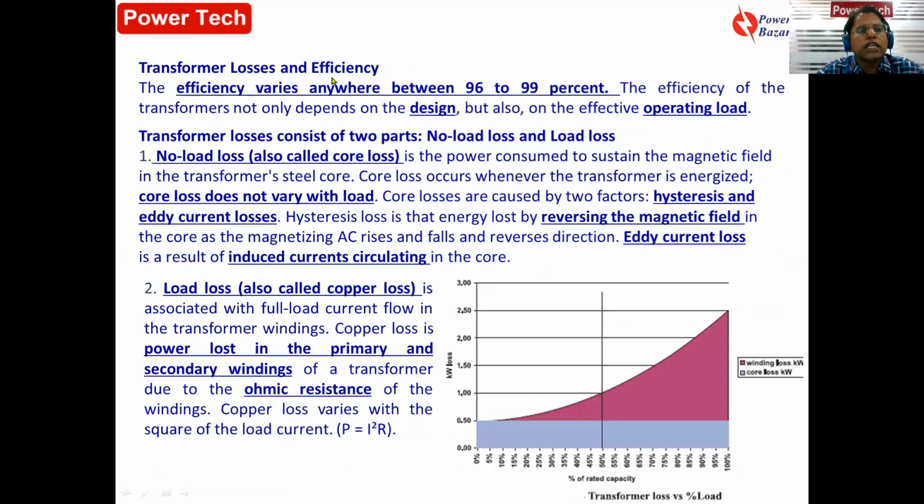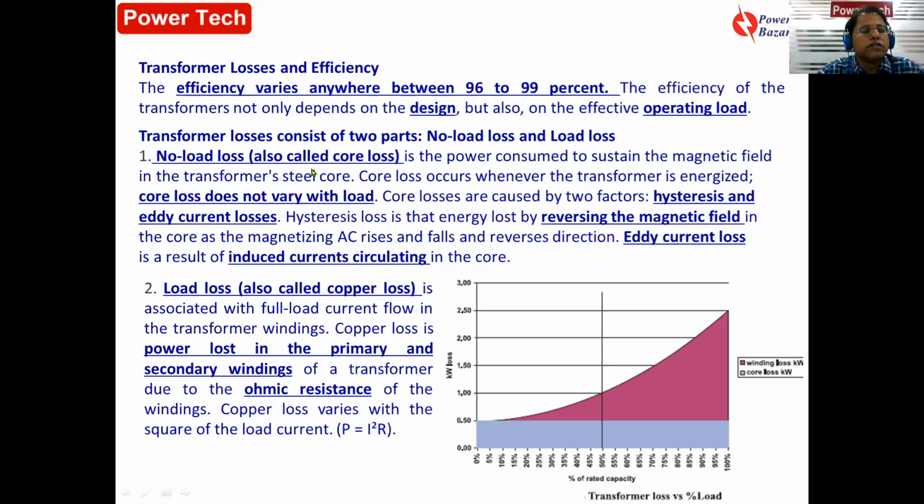Now, transformer losses and efficiencies. Unlike a motor, a transformer normally has good efficiency. Why? Because it does not have any rotating parts. It is a static electrical energy conversion device. So normally the efficiency is 96 to 99%. It depends upon the design of the transformer, how the cores are produced, what is the quality of materials used, particularly the core, what is the quality of the windings used, whether the design is good or not, and it also depends upon the operating load.